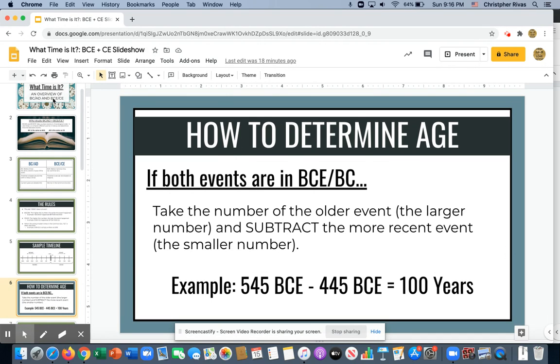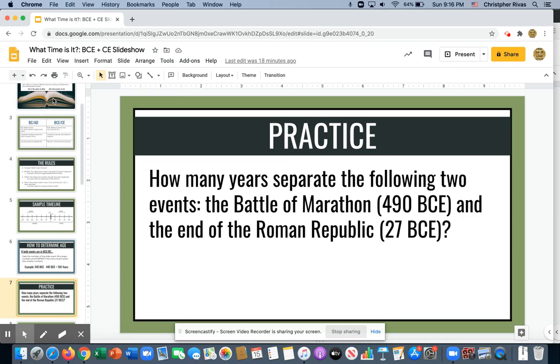Now, there's a couple tricks that we want to use in order to determine age. Okay, if both events are in BC or BCE, you're going to take the number of the older event, the larger number, and subtract the more recent event, also known as the smaller number. So, for example, the year 455 BCE and the year 445 BCE, there is 100 years that have taken place between those two events. Right.